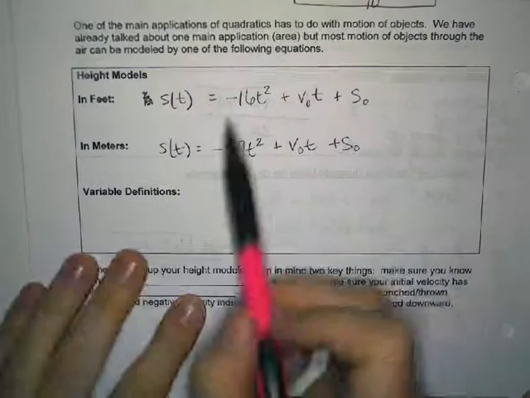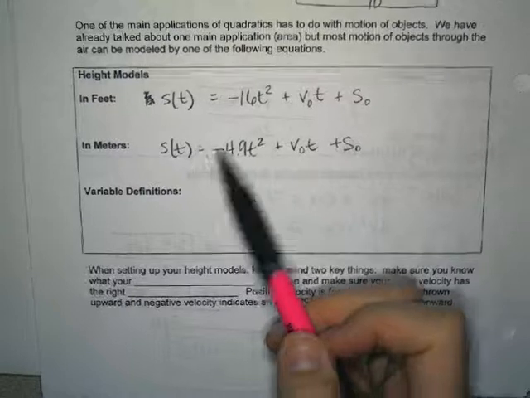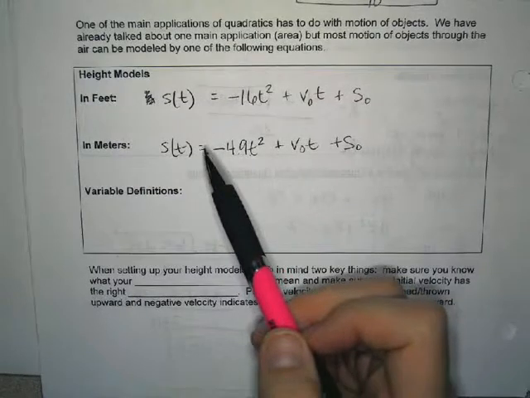And the reason they're negative is because when you're talking about an object in the air, it's always going to be a parabola that opens down because you're traveling and then it's going to hit the ground again.